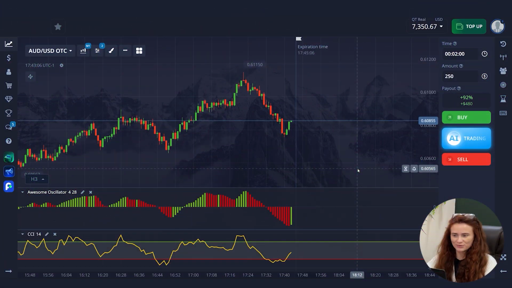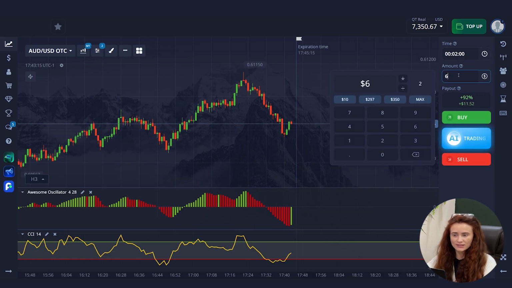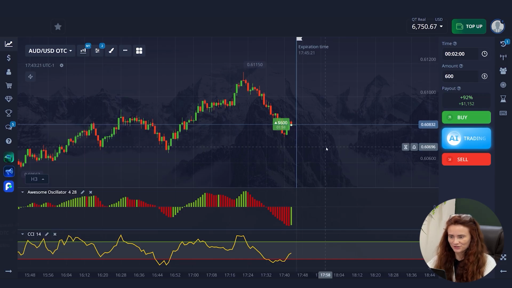Found the first suitable situation, let's break it down and open a trade. The trading time will be 2 minutes, and I will start with an amount of $600, and my forecast is the price will increase. And we open a trade.